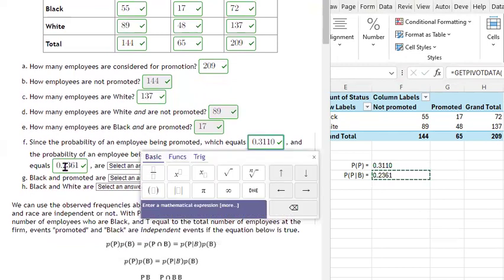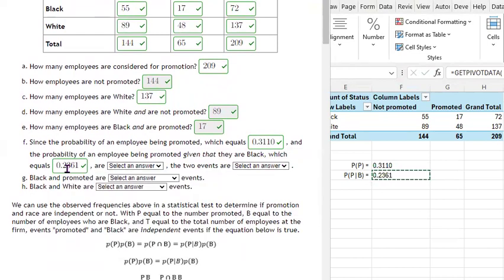Now, these two things are different. And because they're different, the two events are considered dependent events. So in probability theory, these two probabilities are both probabilities of being promoted. One's the probability that an employee is promoted. One's the probability of being promoted given that the employee is black. They're both probabilities of promoted.